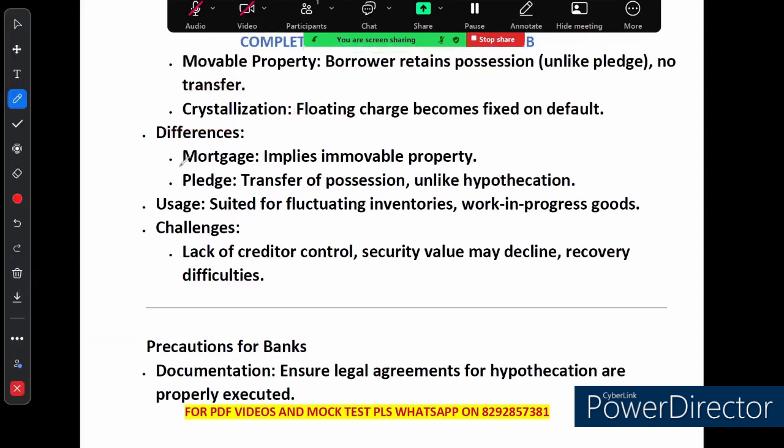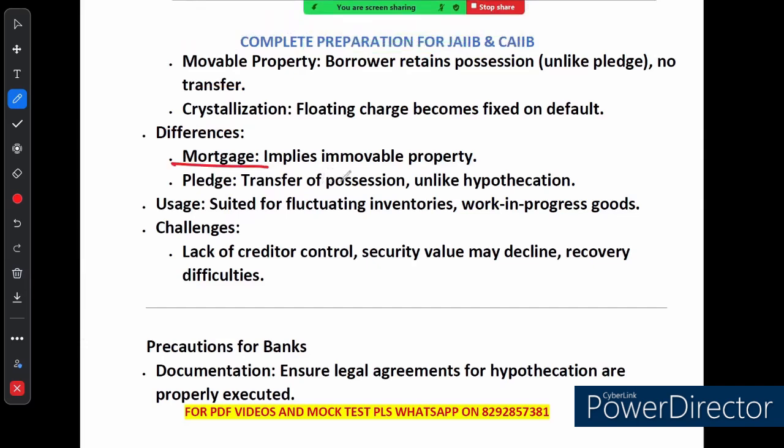See, the mortgage deals with immovable property. Pledge involves transferring possession to the bank, but in hypothecation, the borrower keeps the goods. So in the case of pledge, we need transfer of possession, like in the case of a gold loan. Hypothecation is often used for things like inventory or goods still being worked on. Now what are the challenges? The bank has less control over the goods and their value might decrease, making recovery harder.